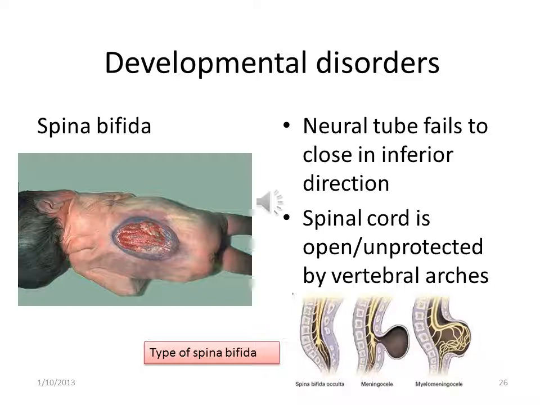If this is not corrected surgically, the child will die of infection. If it is corrected surgically, what typically happens is that the child has paralysis from whatever the site of the lesion is inferiorly. Functionally that looks very much like spinal cord injury, although it's not caused by trauma, it's caused by a birth defect.